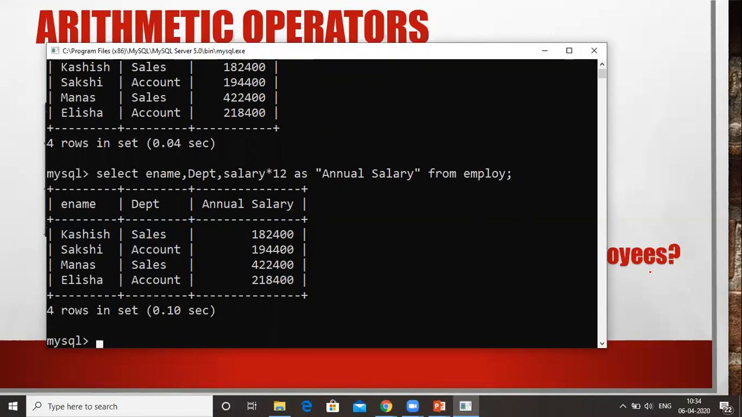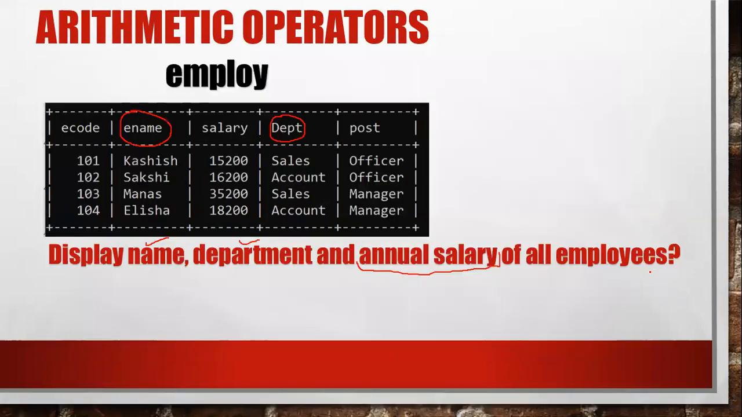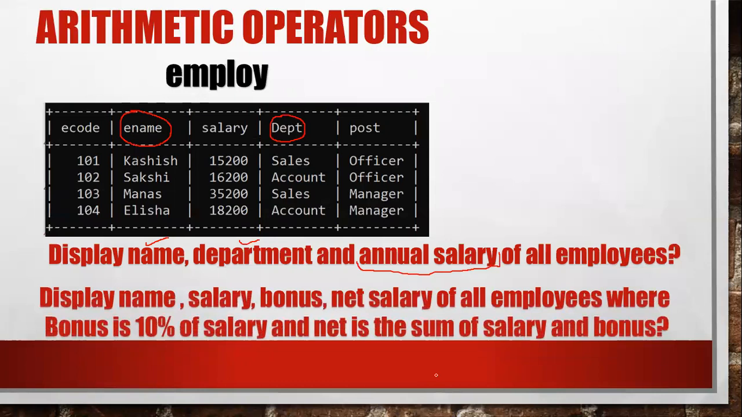answer of this question. Now the next one is display name, salary, bonus, and net salary of all employees. In this table you can see that obviously for name we have ename. For salary we have a salary field, that's okay, but they ask about the bonus and the net salary also, and in this table you can't see any field named bonus or net salary.